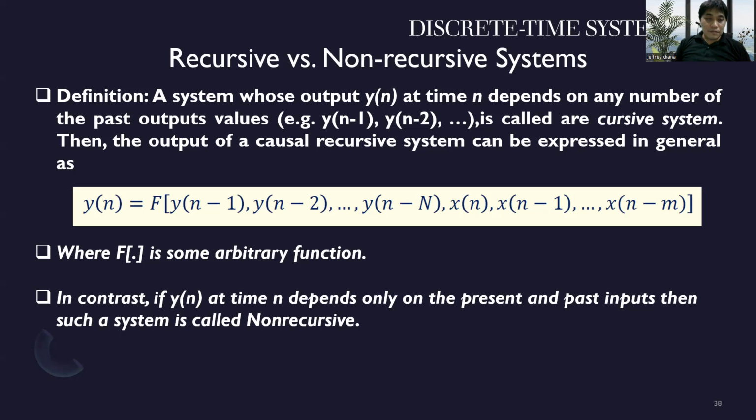In contrast, if y(n) at time n depends only on the present and past inputs, such a system is called a non-recursive system.